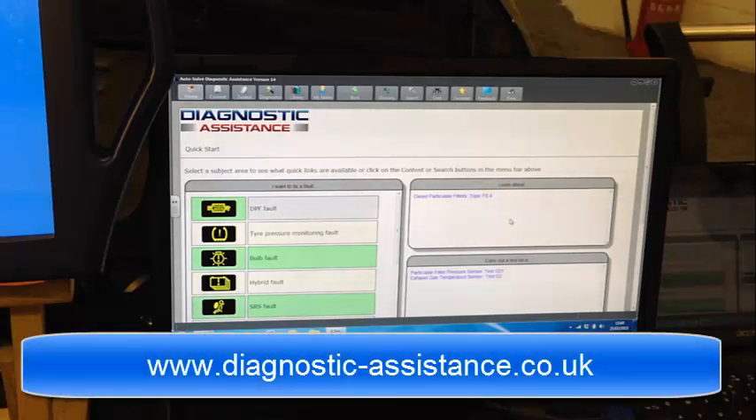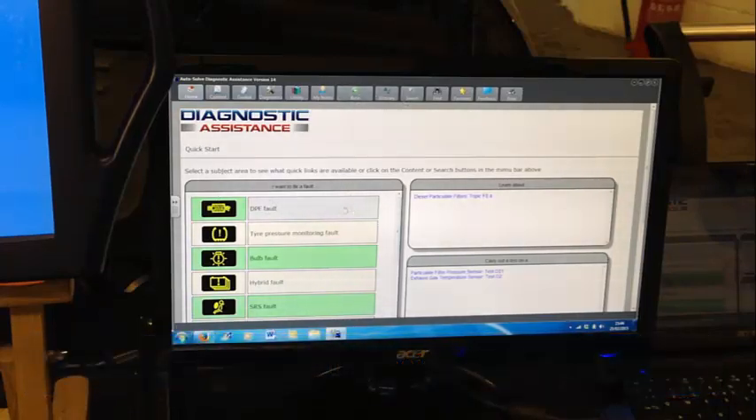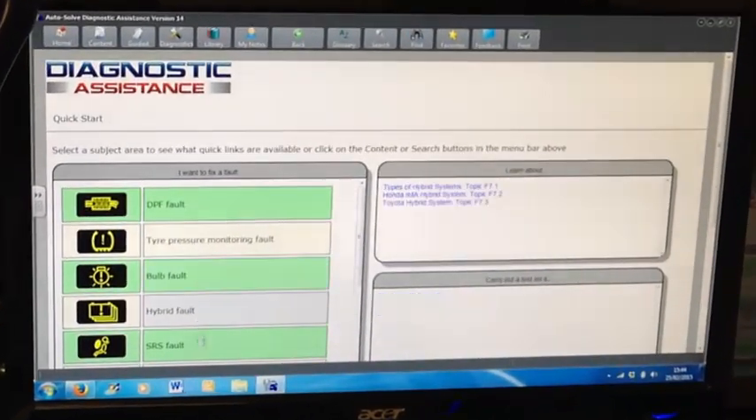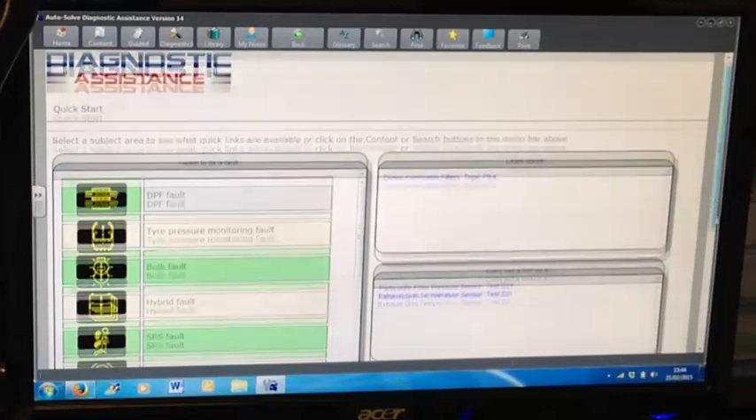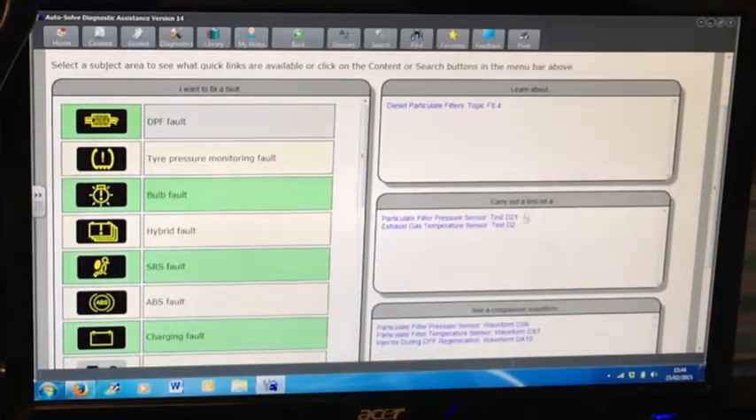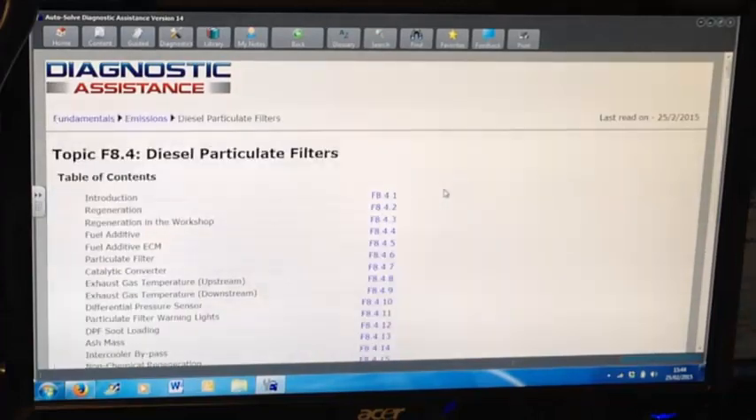So here we are back at the data source. I'm just going to show you now, we're into Diagnostic Assistance, and this piece of software is useful for working out all sorts of faults. Basically we can click on this icon here. We're going to select the DPF fault, and in DPF it gives us three options to look at. One is learn about, second is carry out a test, and third is see a comparison. At the moment we're interested in the learn about, because we want to see if we've got any data on particulate back pressure sensor values.